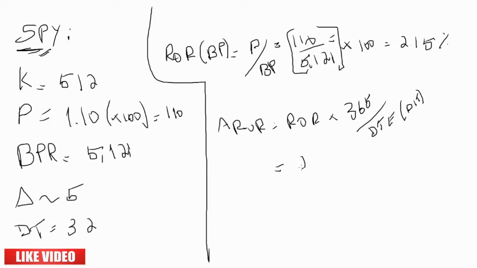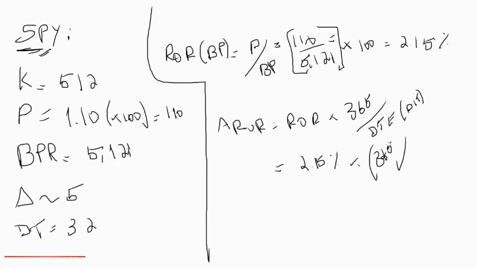So it's going to be 2.15 percent, of course percent, multiplied by 365 divided by 32, which is our DTE. So if you get the calculator, let me do the whole thing together, okay? 2.15 times 365 divided by 32 times 100. So basically 24, if I'm not wrong, you guys can correct me if I make any mistake here, okay? Leave your comments below.